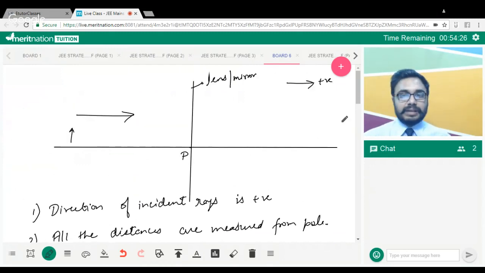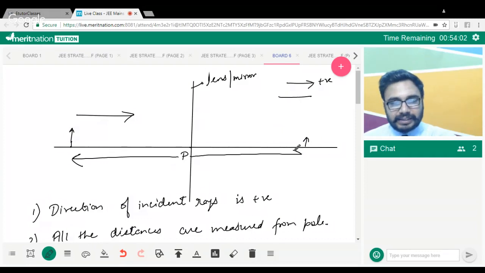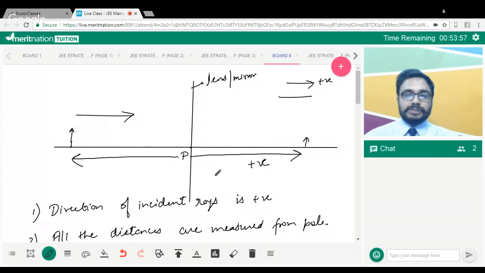Just see in this example. For us, right direction is positive. This is my object. I will measure the distance from pole in this direction, as I am moving opposite to the positive side, so the direction is negative for the object. So the distance of object is negative. If my image is formed here, the distance of image will be calculated in the right direction, so it will be positive. So the distance of image is positive, whereas distance of object was negative. This is simple sign convention.